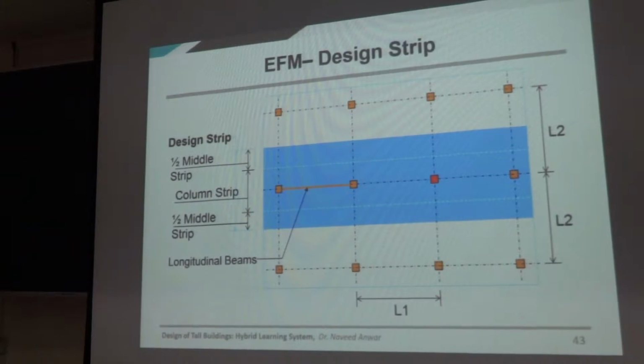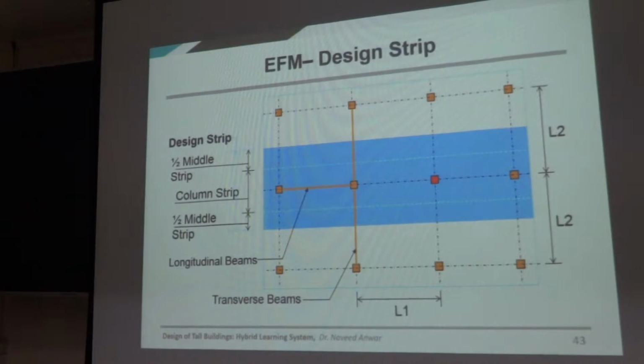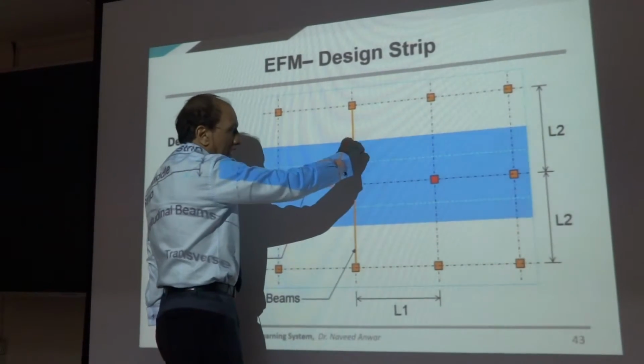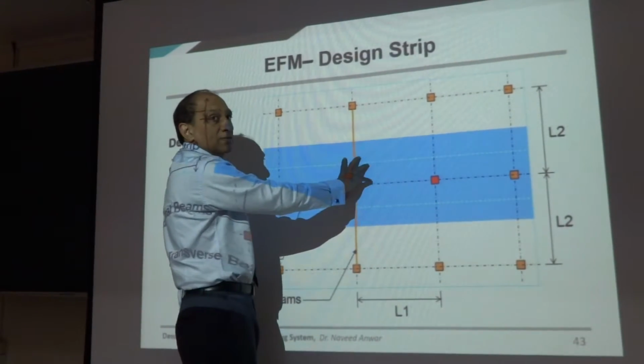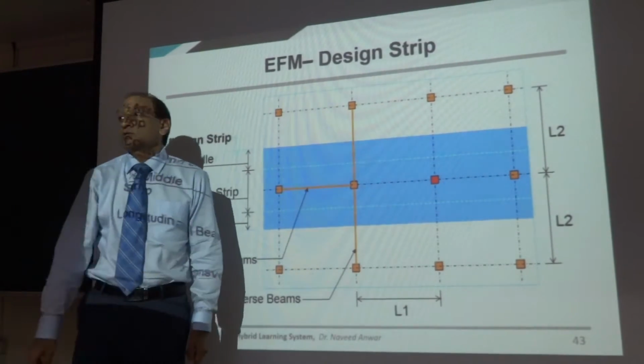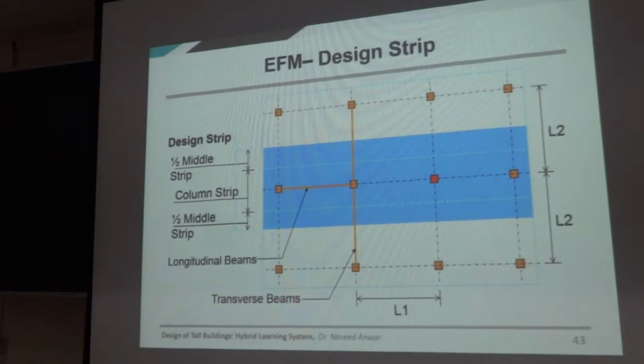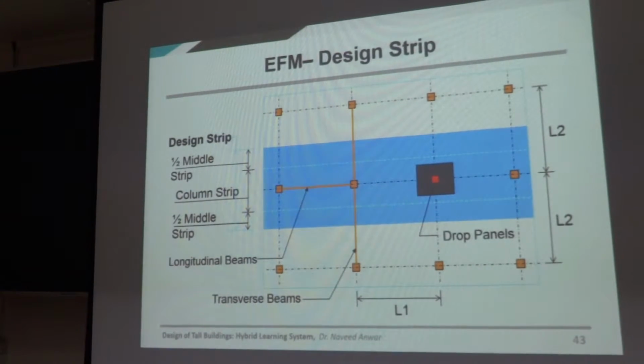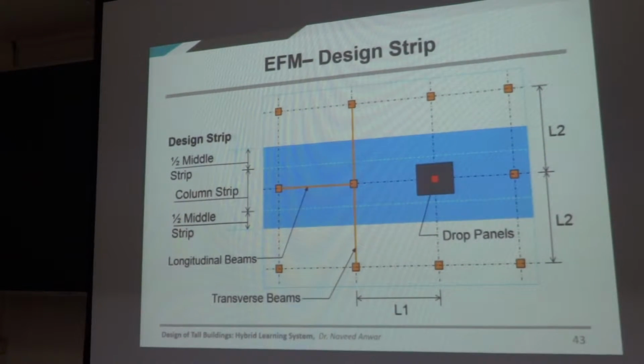And it may contain beams, real beams inside, or it may contain beams in the other direction. So if this beam is there, it becomes part of the design strip. If there is a beam here, half of that beam and half of that beam become part of this design strip, and their contribution is also taken into account, even though they are perpendicular to the direction. Right? If there is a drop panel, we also consider that. So everything within that strip becomes part of the design strip and becomes part of the calculation.